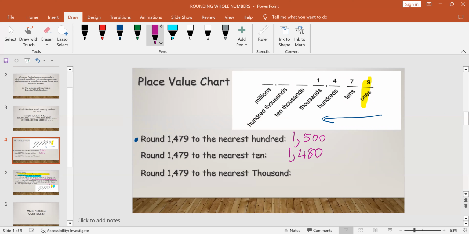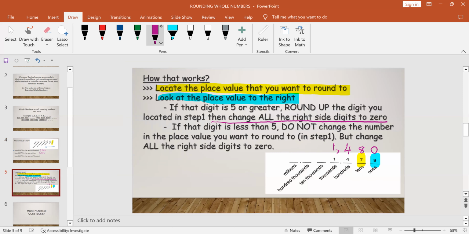The last one, the same number but to the nearest 1,000. So again, we go back to the chart we are using here with the steps.